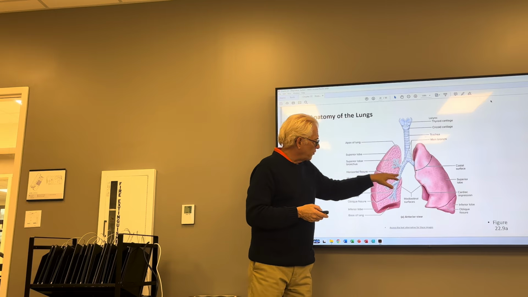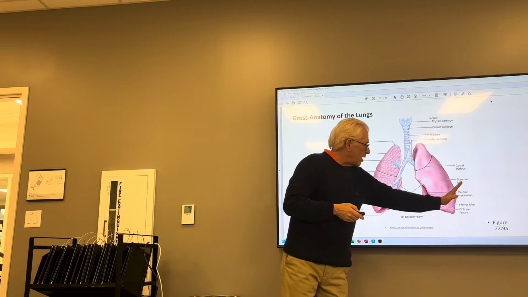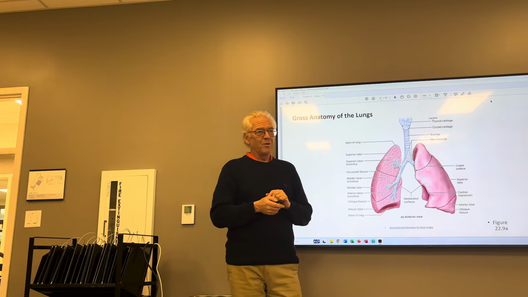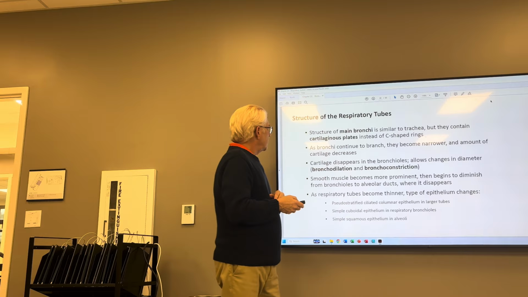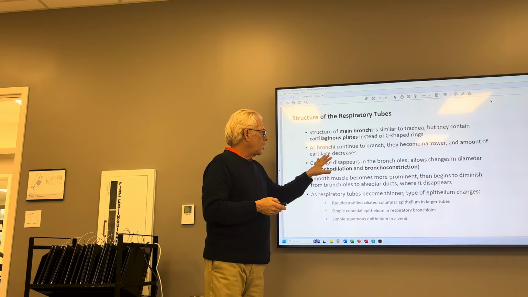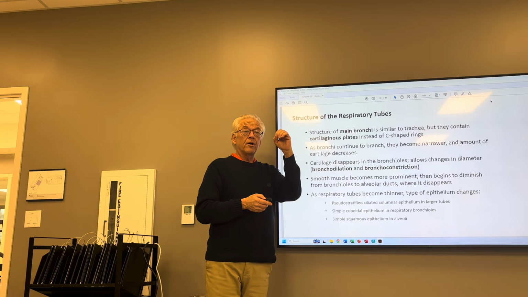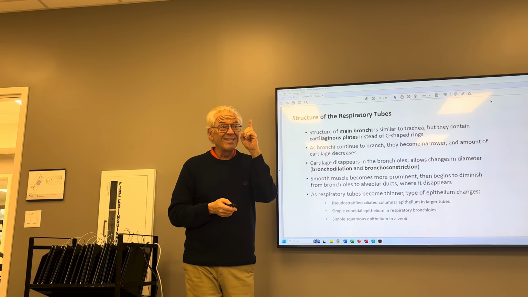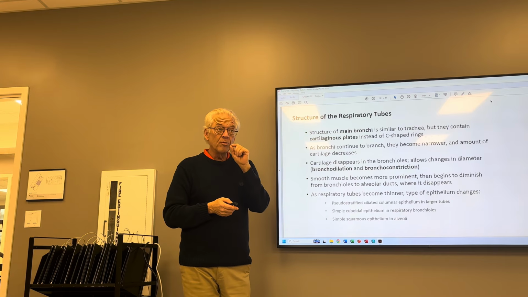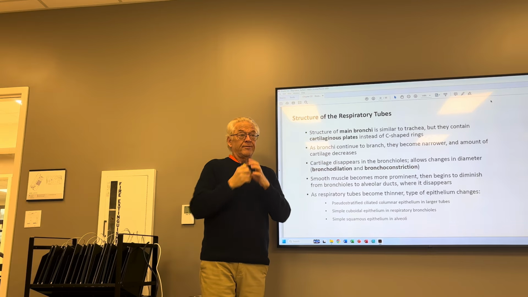And you have horizontal fissures between the lobes or an oblique fissure between the lobes, depending on what angle it's at. All right. Cartilage disappears because cartilage, can you squeeze cartilage? No. And I've got to be able to squeeze my bronchioles, my little bronchi. So they turn into cuboidal cells covered in smooth muscle so that I can bronchodilate and bronchoconstrict. Got it? Okay.